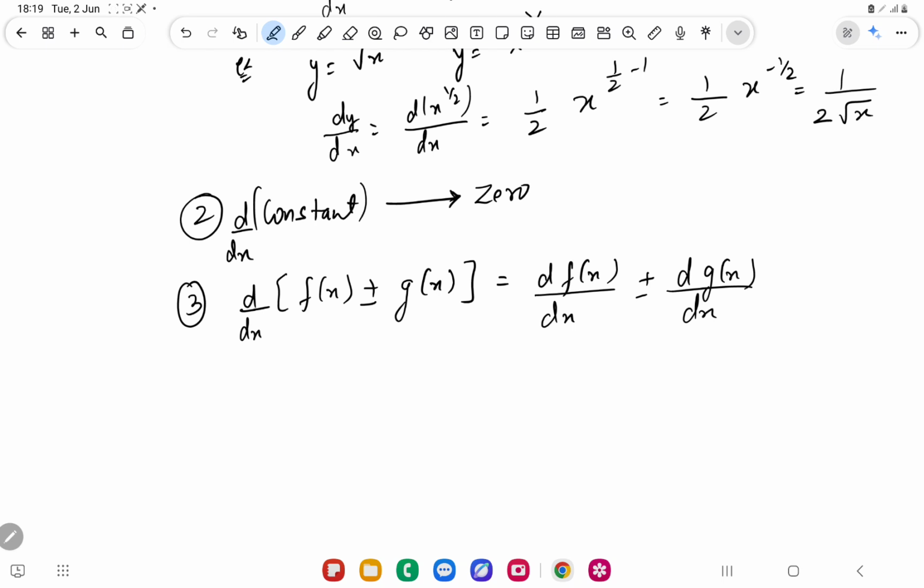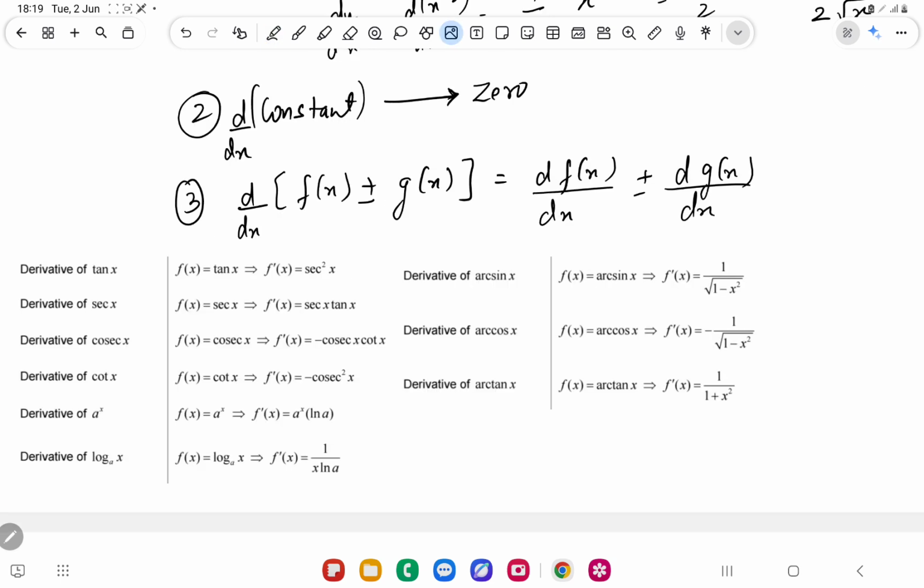Now if you see your formula booklet, you have derivatives of these algebraic functions, trigonometric functions, inverse trigonometric functions. So these all are derivatives of the trigonometric functions. No need to remember these formulas. These all are there in the formula booklet, and these are for inverse trigonometric functions. So this arc sine is nothing but sine to the power minus 1. It means it is sine inverse x. Similarly, this is cos inverse x and this is tan inverse x.